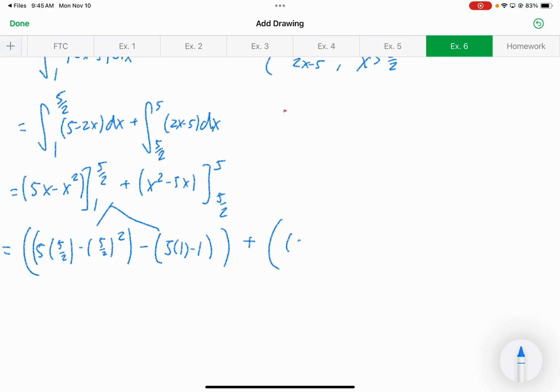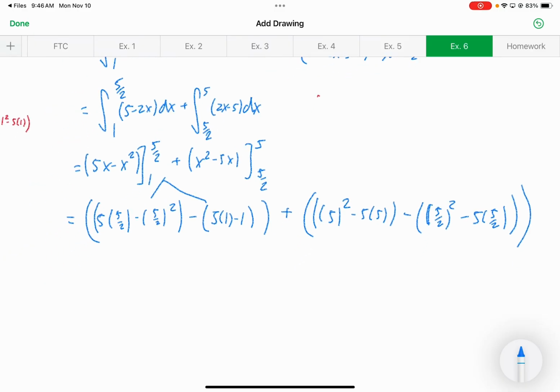Big parentheses. 5 squared minus 5 times 5, minus what we get when we plug in 5 halves. So 5 halves squared minus 5 times 5 halves. Lots of parentheses. This is what I mean by just evaluate all the pieces as they lie, because you'll find out that oftentimes in situations like this, things cancel out or combine nicely.